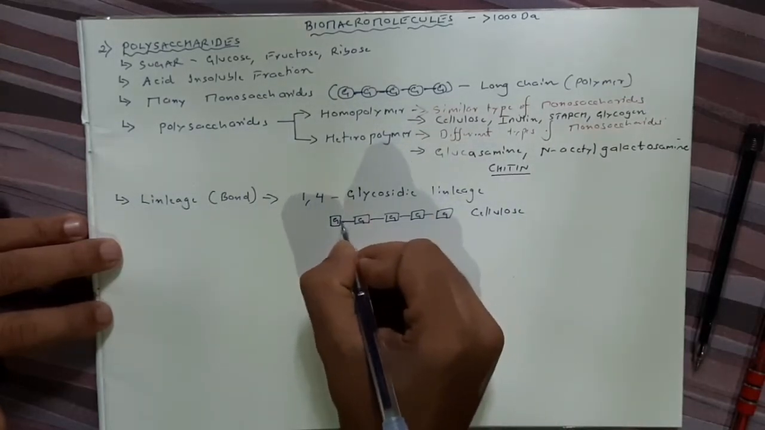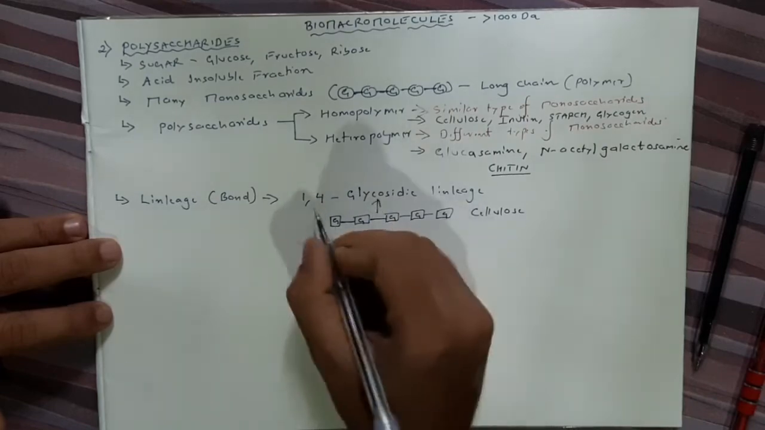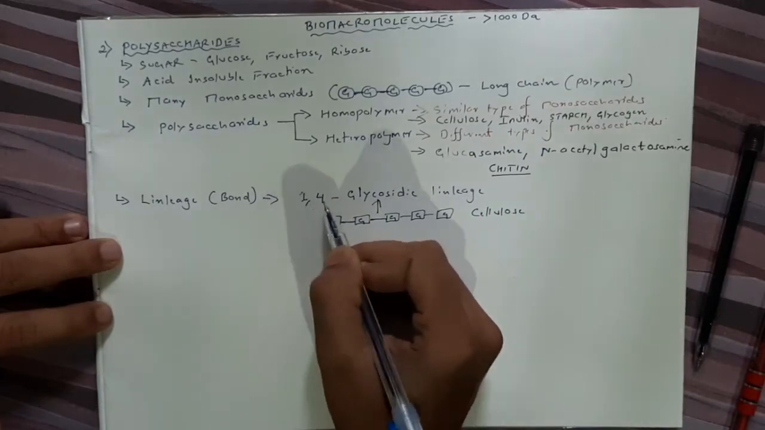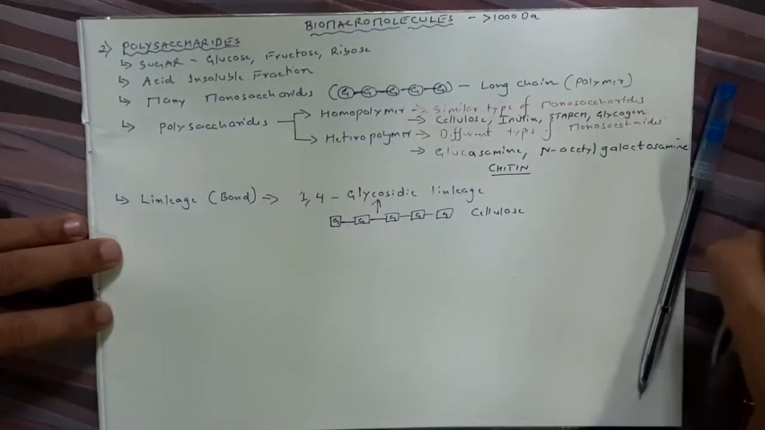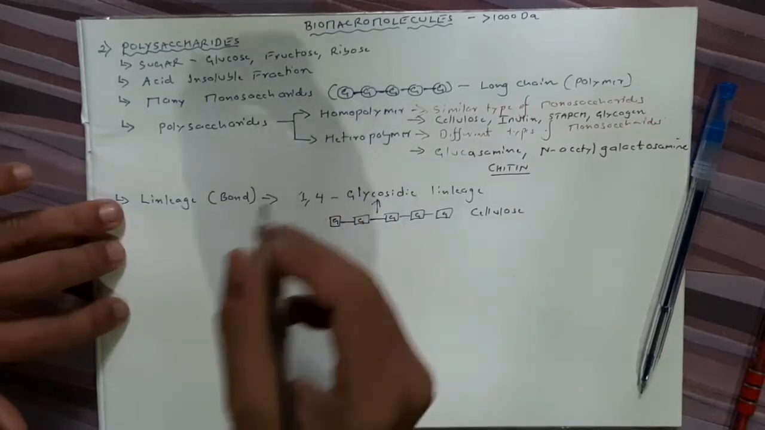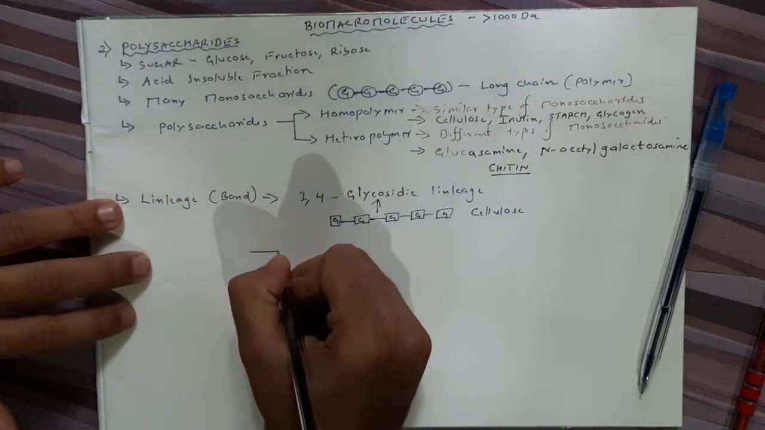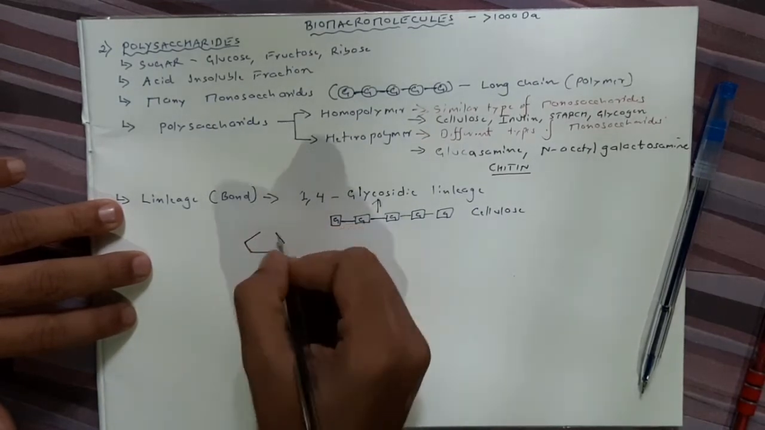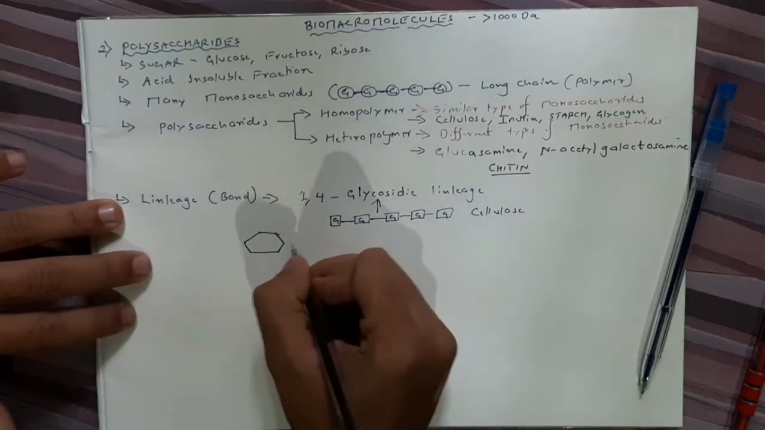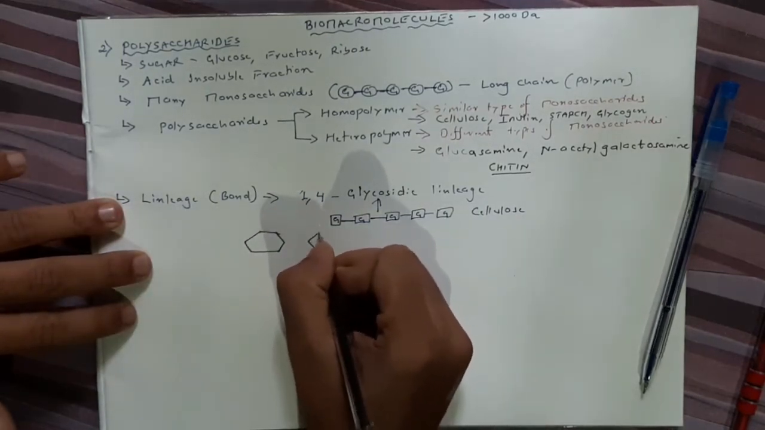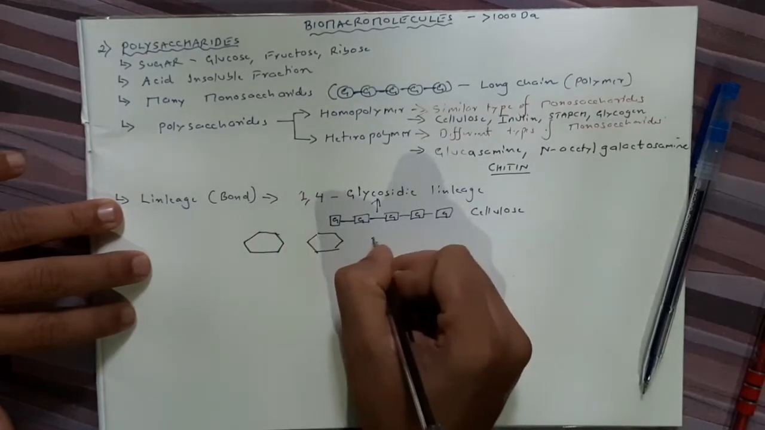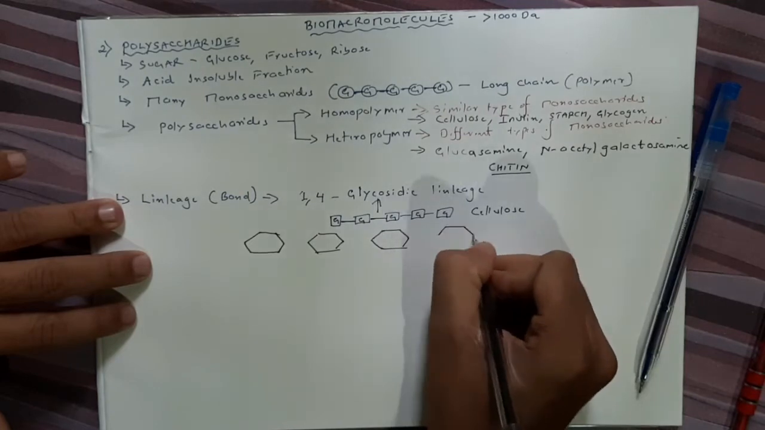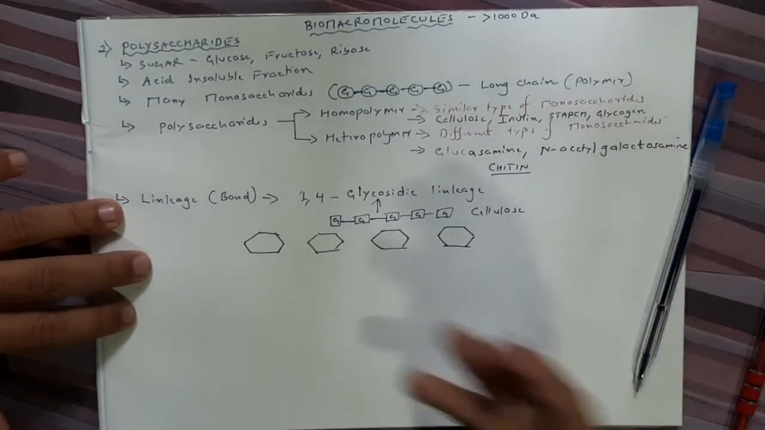Okay, so this one is the linkage. What is it? 1,4 glycosidic linkage. What is this 1,4 glycosidic linkage? Why did I write 1 and 4 here? Okay, I'll show you that. For example, if I draw a cellulose, this is one glucose. I'm going to draw one more glucose here, and one more glucose here, and one more. See, many are there, actually a long chain, correct?